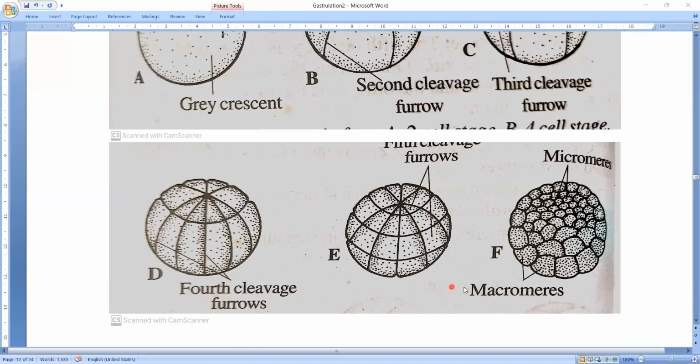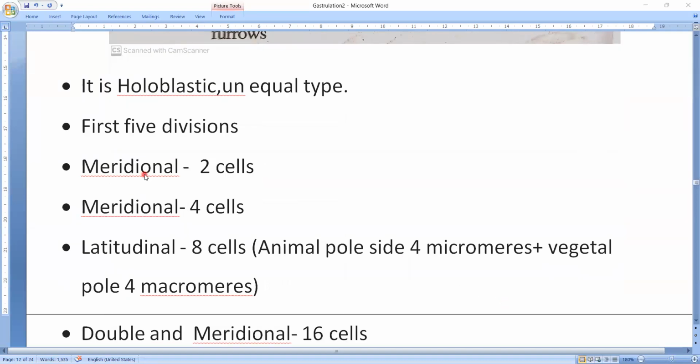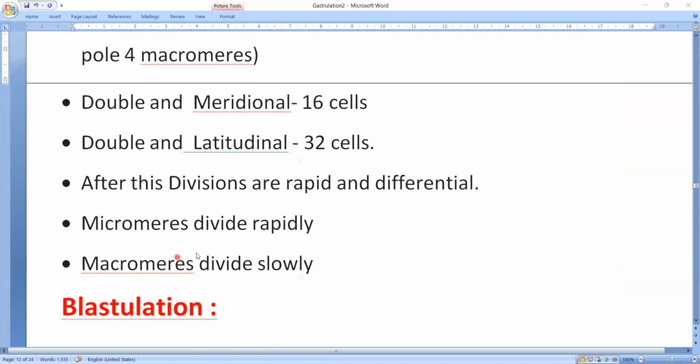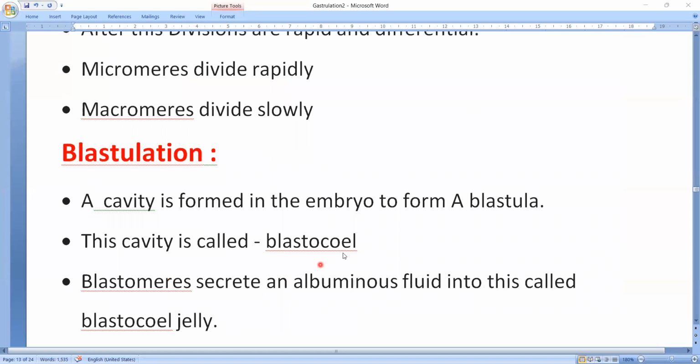The micromeres are smaller blastomeres. They divide very rapidly, whereas the macromeres, where most of the yolk is located, divide slowly. Micromeres divide very fast. So micromeres divide rapidly, macromeres divide slowly. Until here we discussed yesterday.